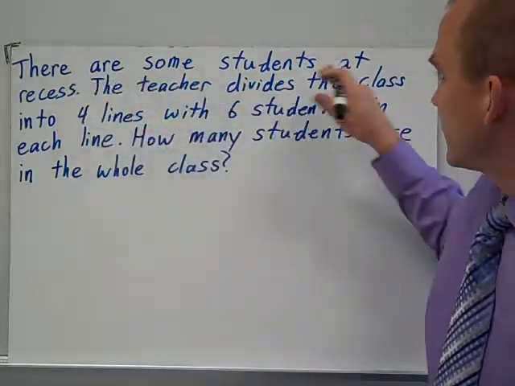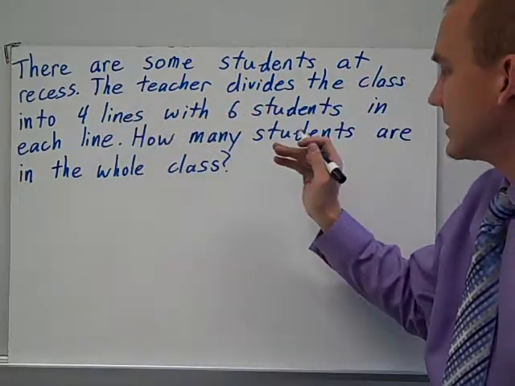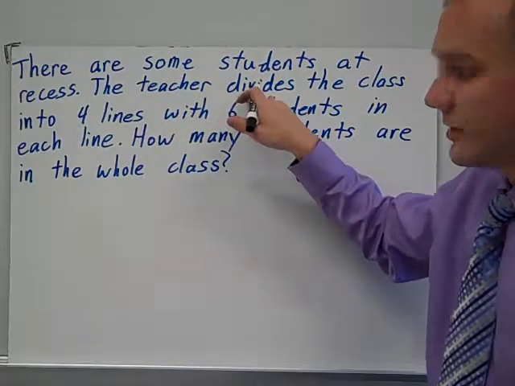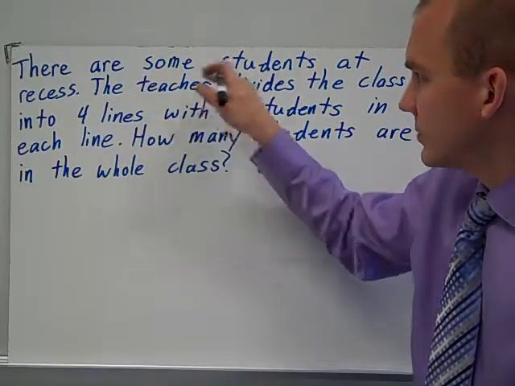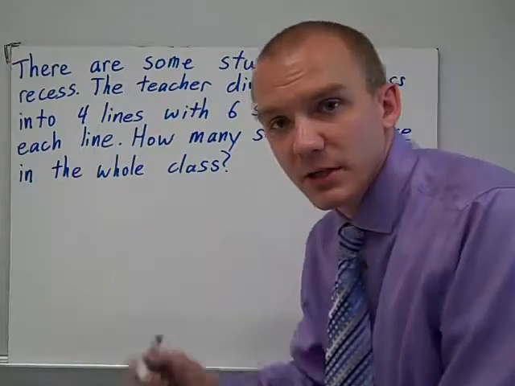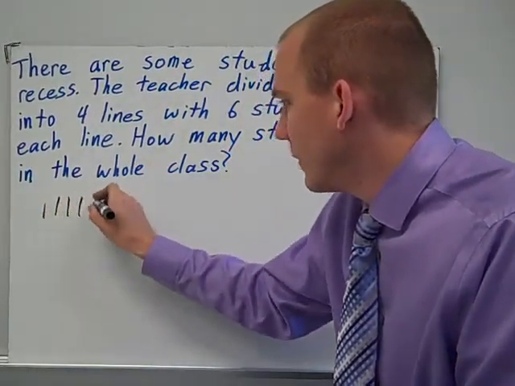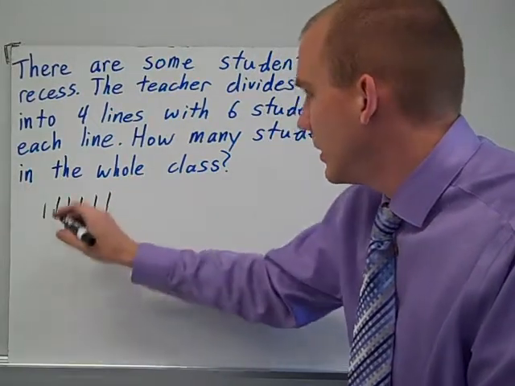Alright, so we have some students at recess. The teacher divides the class into 4 lines with 6 students. So don't get caught up on the word divides. Just think, okay, there's students, there's a teacher. And then there's 4 lines, and there's 6 students in each line. So I'm going to draw one of those lines. 1, 2, 3, 4, 5, 6, okay? But there's 4 of them.